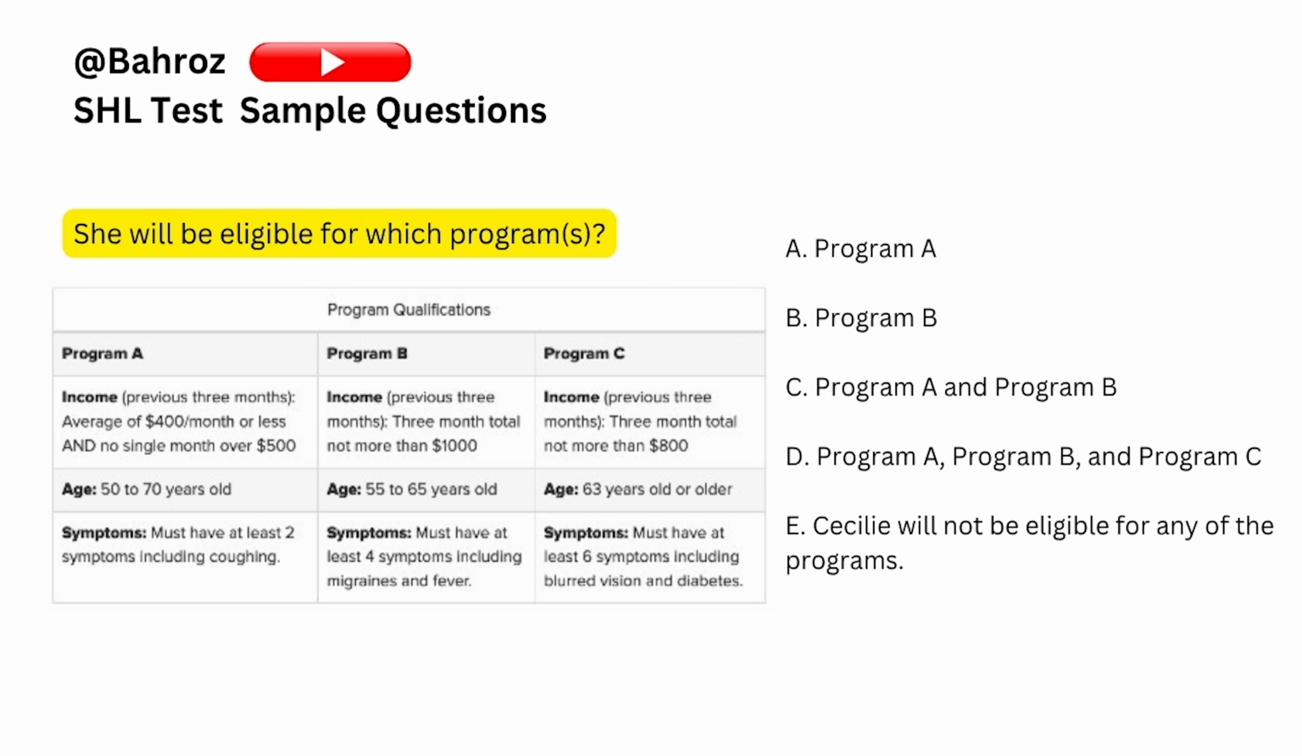Now let's look at symptoms. To qualify, the person must have at least 4 symptoms, and these must include both migraines and fever. Cecilia reports the following symptoms: fever, migraines, blurred vision, and dizziness. That's 4 symptoms total, and she also has both fever and migraines as required. Cecilia isn't eligible for program A because she doesn't have coughing as one of her symptoms. She also doesn't qualify for program C since she doesn't have at least 6 symptoms, and her income doesn't meet the requirement either. Therefore, the answer is B.